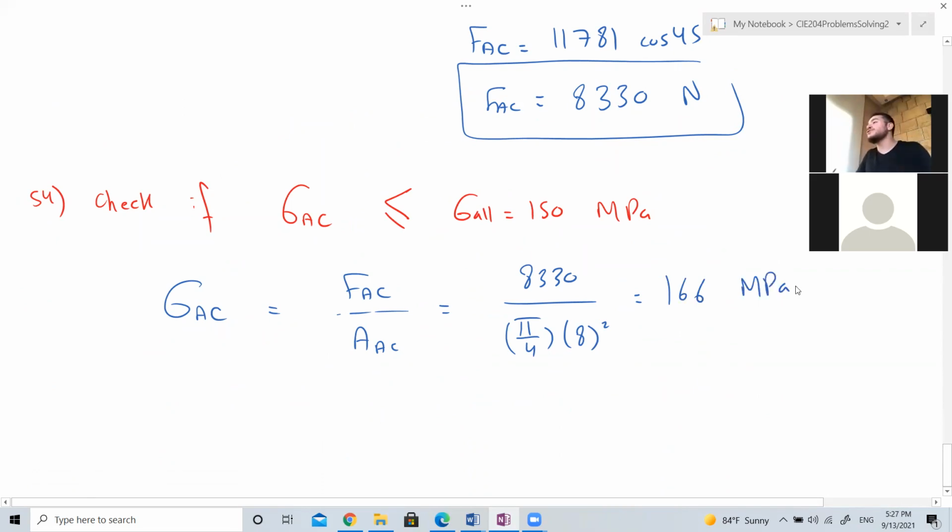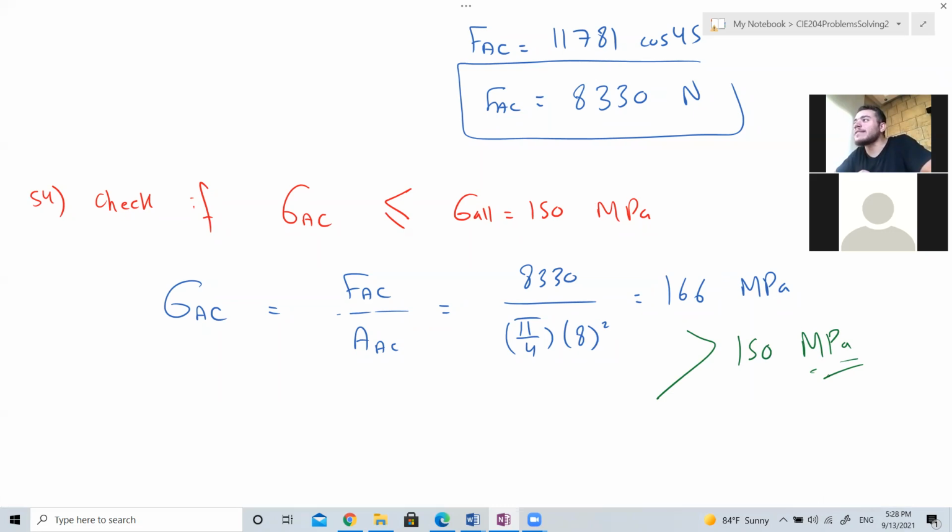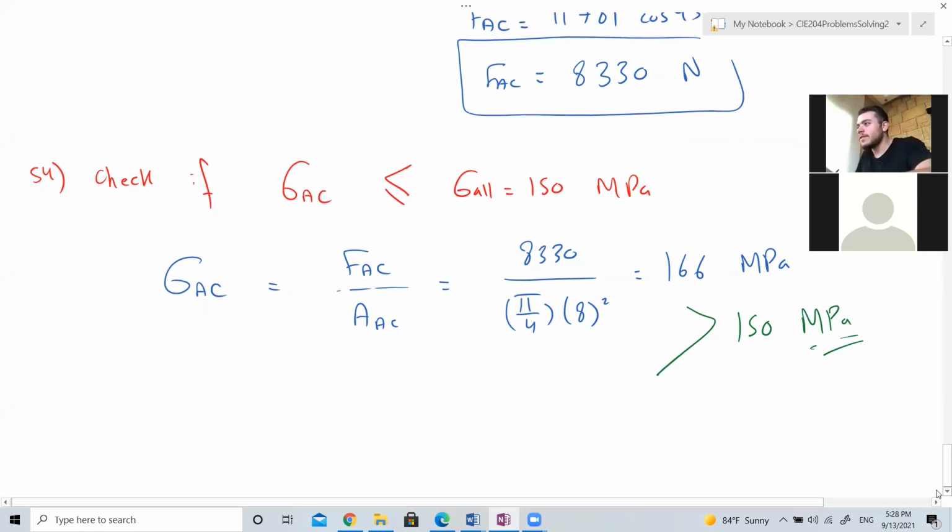What do you conclude? That what I assumed is correct? Is not correct. 166 is greater than 150. Oh, sorry, I think it's 8033. 166 is greater than 150 and therefore your assumption is wrong because you cannot have the stress be greater than 150.